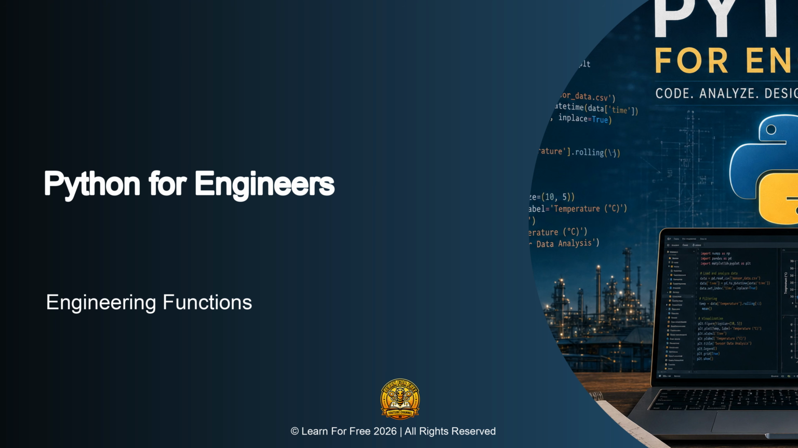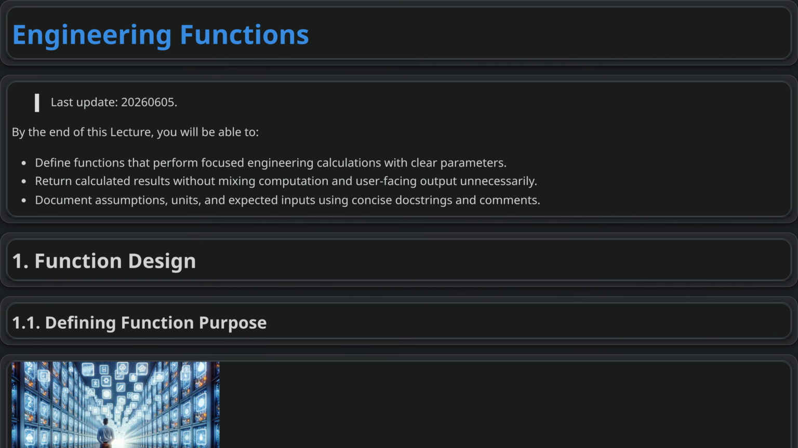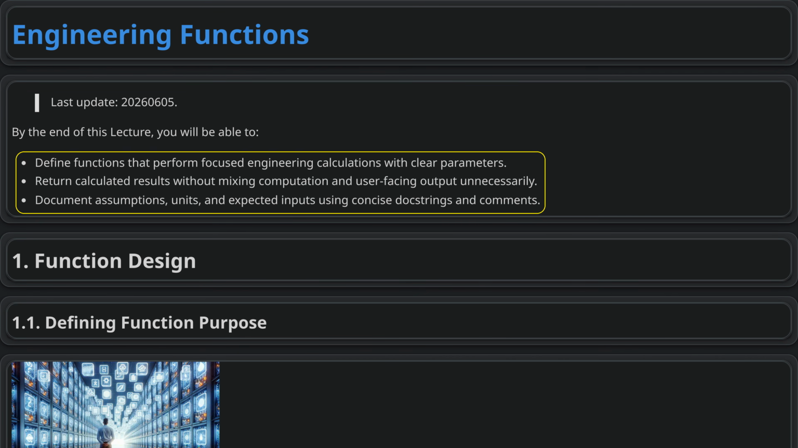Module 3, Lecture A, Engineering Functions. By the end of this lecture, you will be able to define functions that perform focused engineering calculations with clear parameters, return calculated results without mixing computation and user-facing output unnecessarily, and document assumptions, units, and expected inputs using concise docstrings and comments.